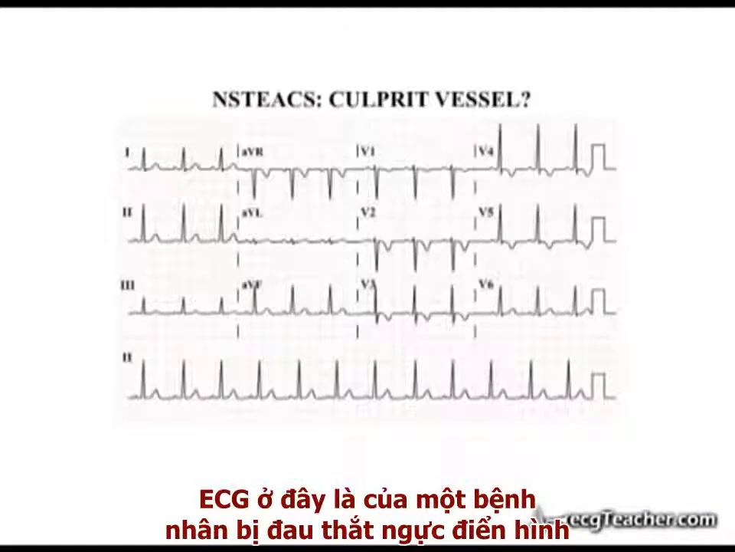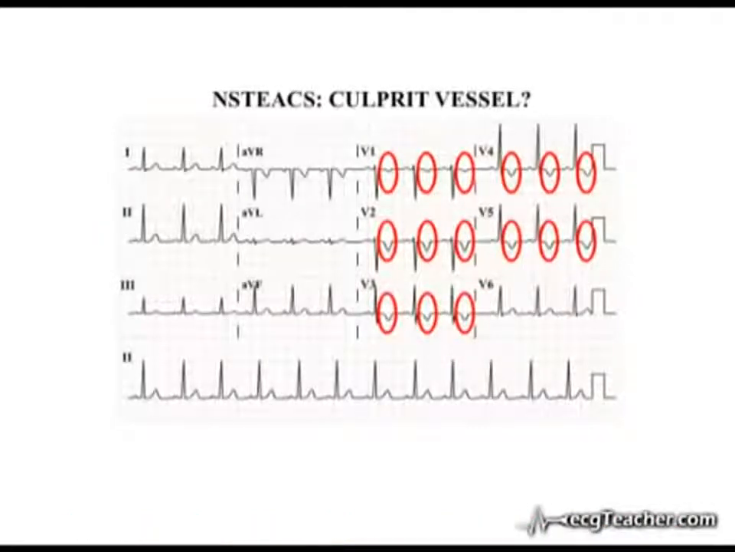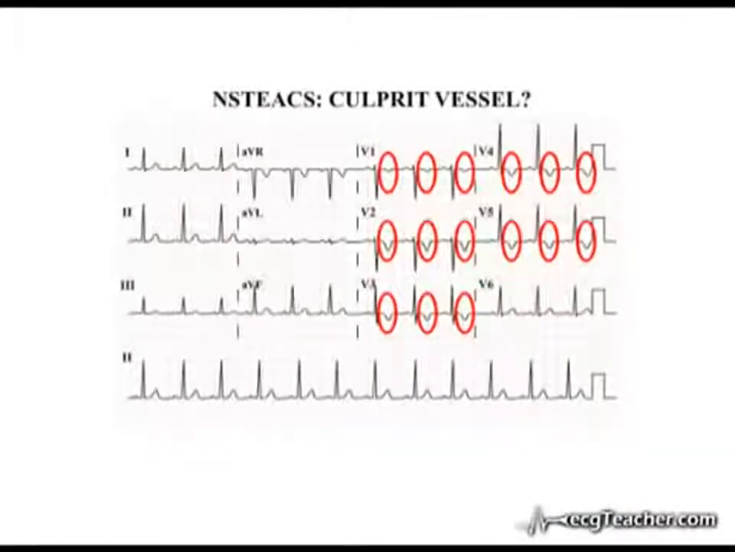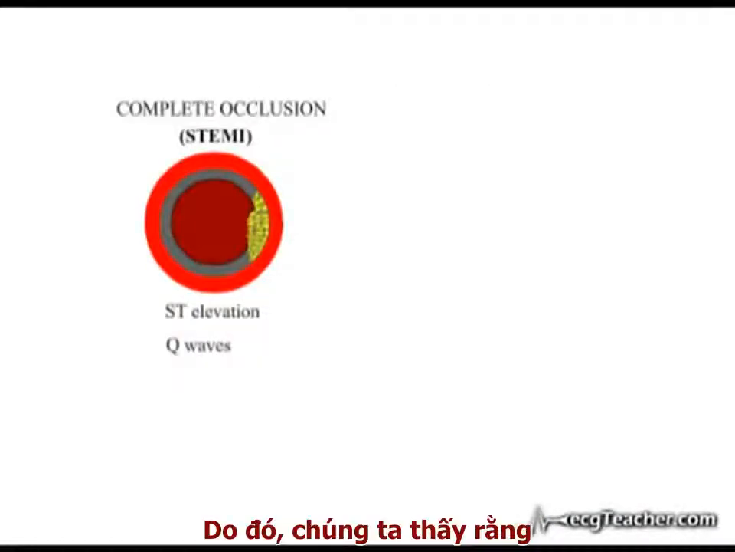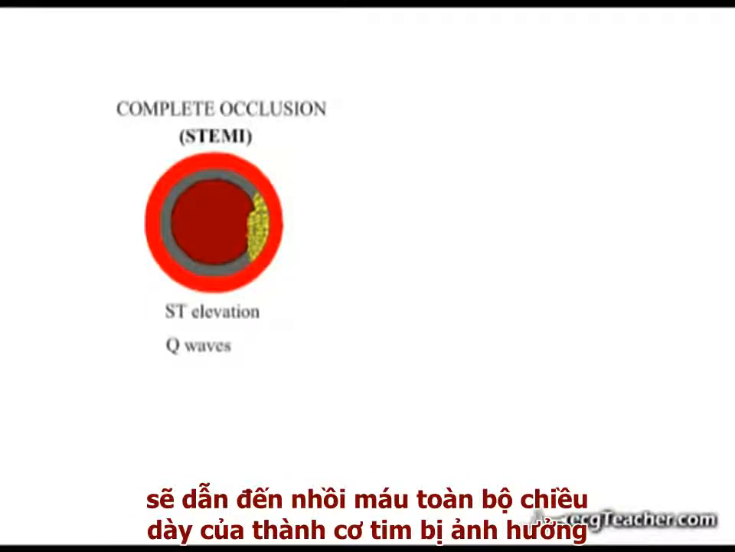The ECG shown here from a patient with typical chest pain demonstrates T-wave inversion, which is certainly consistent with myocardial ischemia. However, we cannot deduce which coronary vessel is involved. So, we've seen that in ST elevation MI, untreated complete arterial occlusion may progress to infarction of the full thickness of the affected myocardial wall.